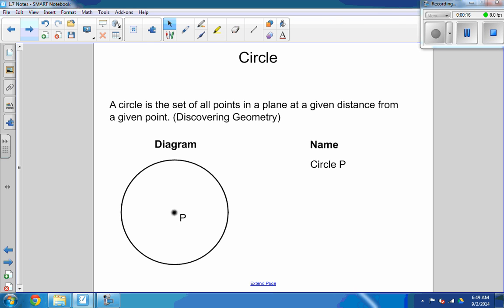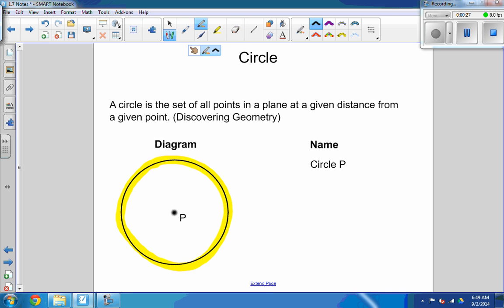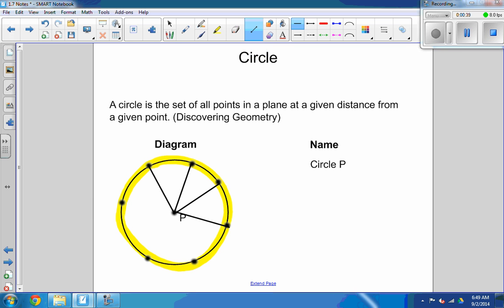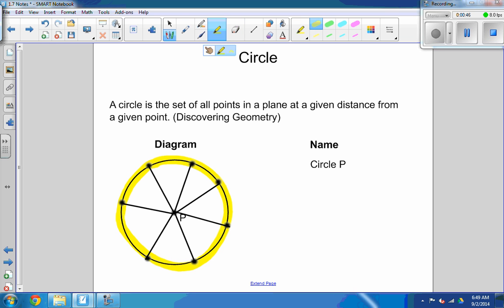So in our diagram here, what it's referring to is everything here is a set of points. There's a ton of points along this line. You've got a point here, here, and so forth. Now all of these points are a given distance from the center point P. And then this circle is referred to by its center point. So this is called circle P.